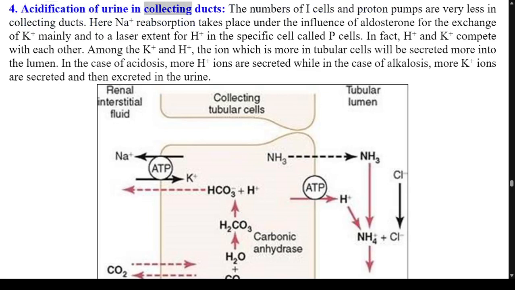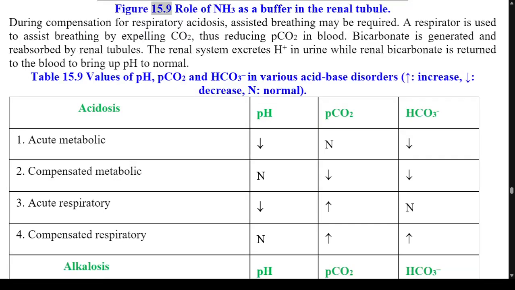For acidification of urine in collecting ducts, the numbers of I cells and proton pumps are very few in collecting ducts. Here Na+ reabsorption takes place under the influence of aldosterone for the exchange of K+ mainly and to a lesser extent for H+ in the specific cell called P cells. In fact, H+ and K+ compete with each other. Among the K+ and H+, the ion which is more in tubular cells will be secreted more into the lumen. In the case of acidosis, more H+ ions are secreted, while in the case of alkalosis, more K+ ions are secreted and then excreted in the urine. Figure 15.9 Role of NH3 as a buffer in the renal tubule.